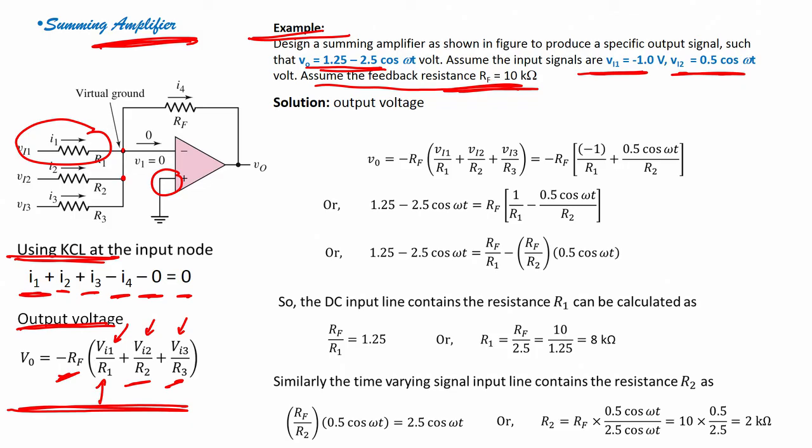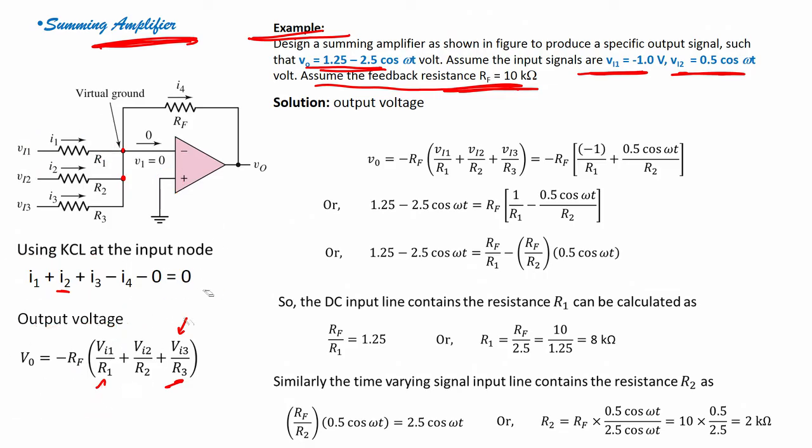Now, if you see closely, you are given V in 1, which is this voltage, and you are given V in 2, but you are not given anything about Vi3 here. So, we assume there is no Vi3, or Vi3 equals 0. We know this formula for the summing amplifier, and we will substitute the values.